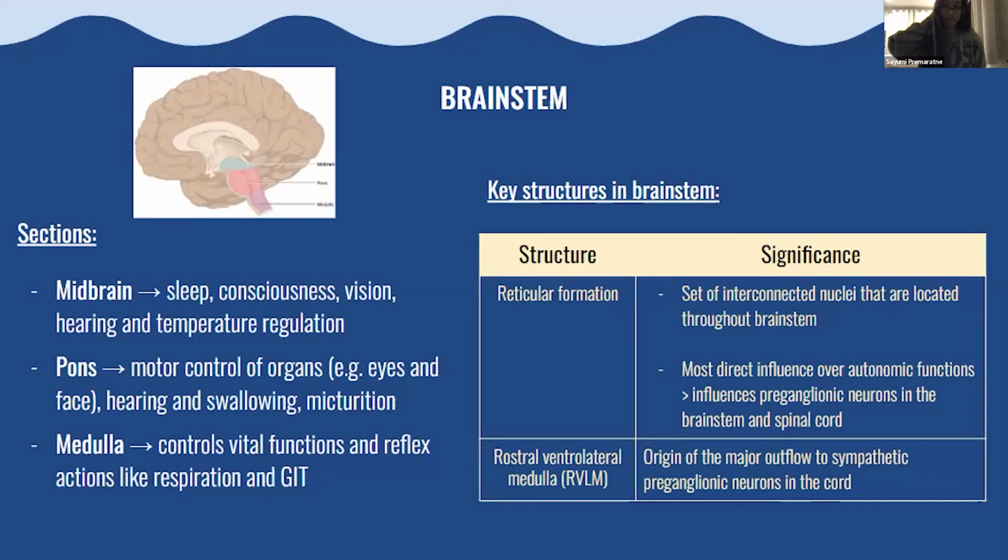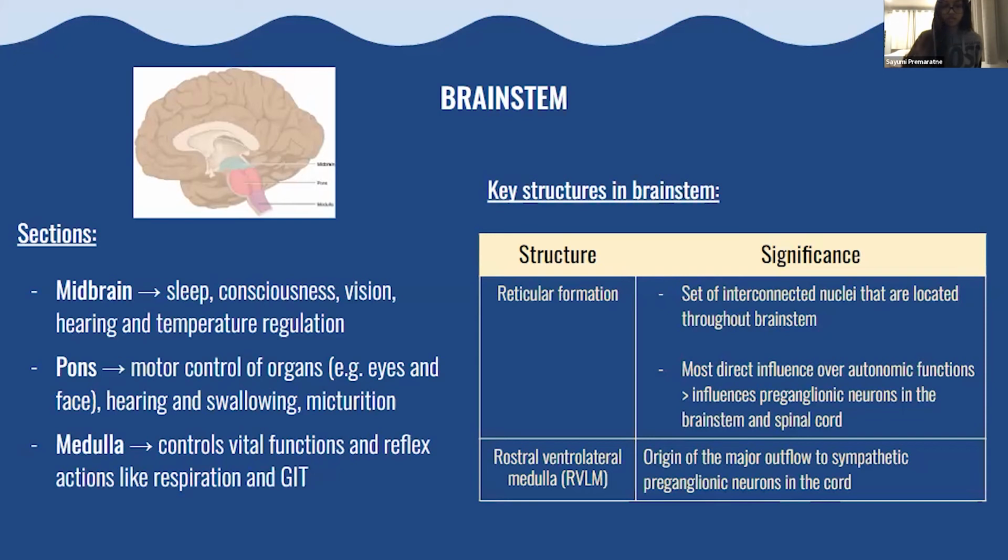Again, the lists of what each one does are not very exhaustive, but they can give you an idea. The main one I would note is the medulla, which controls all your vital functions, like your heart rate and your breathing, and also controls some reflex actions in your breathing and also in your GIT.